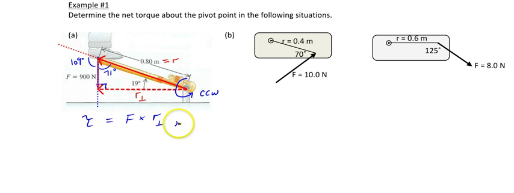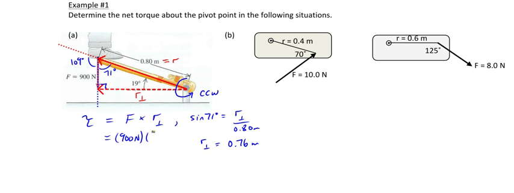You could use sine of 71 degrees is equal to r perpendicular all over 0.8 meters. So r perpendicular would be 0.8 multiplied by sine of 71, which would give you 0.76 meters. Now substituting in here, we have a force of 900 newtons multiplied by our perpendicular distance, the moment arm, of 0.76 meters. And this will give you a torque of 680 newton meters. And it would be positive because it would be counterclockwise.